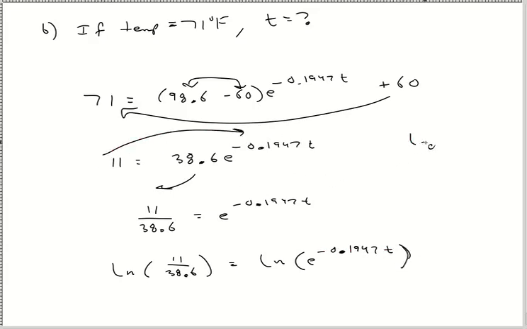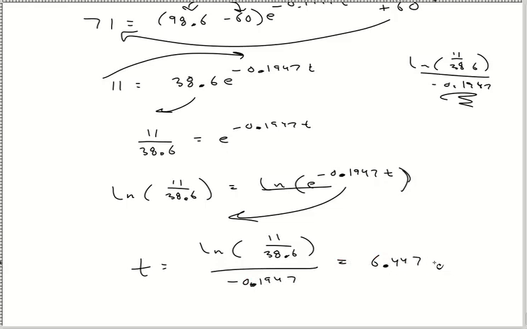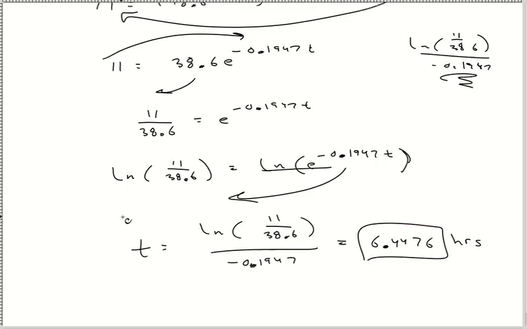You could have just done ln of 11 over 38.6, all divided by the negative right here. So you'll be seeing this guy here in just a second anyways. E and ln cancel, divide this to the other side, and sure enough, we're just copying that guy now. Okay. Calculator. Put it all in at once, and I got 6.4476. This is in hours.